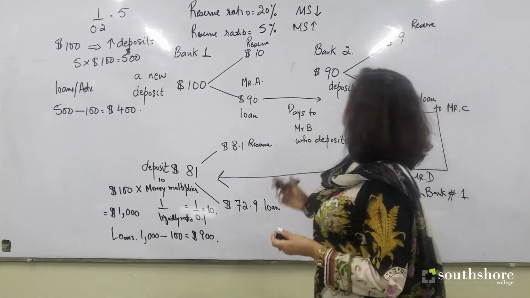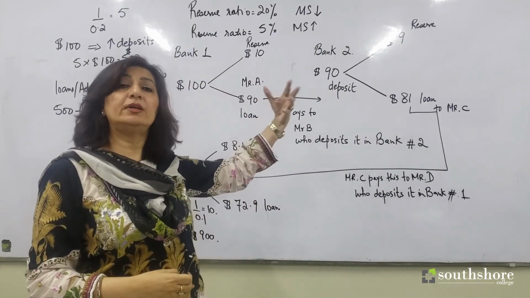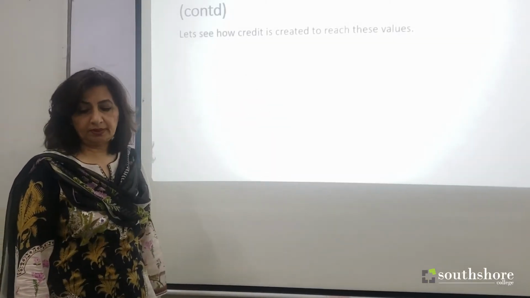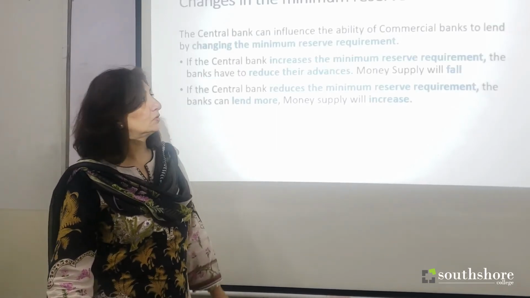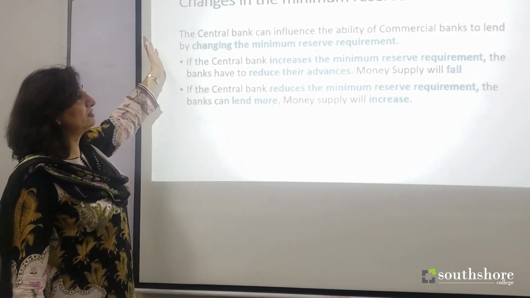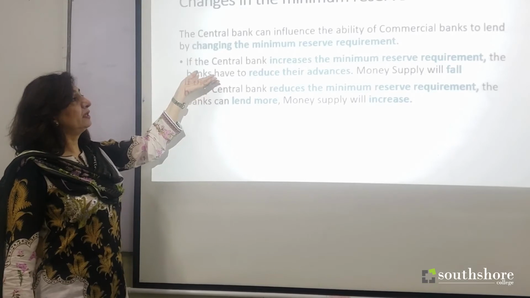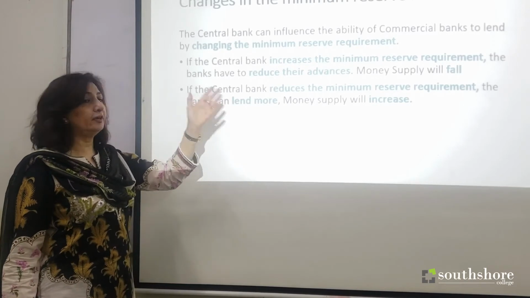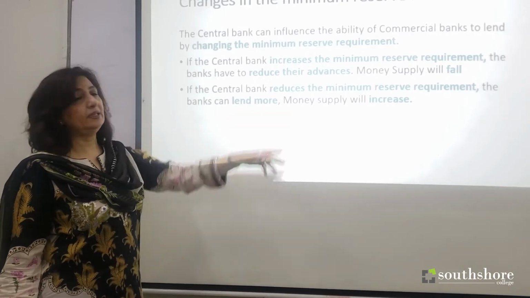Alright. Students, that covers our value of reserve requirement and how it is going to affect the money supply. We did this by working out manually different values to see how credit is created. Then we also talked about changes in the minimum ratio, the 20% and 5%. Let's just quickly read this. The central bank can influence the ability of commercial banks to lend by changing the minimum reserve requirement. If the central bank increases this minimum reserve requirement, what will happen? Money supply will fall. If the central bank reduces this minimum reserve requirement, banks will be able to create more credit, they will be able to lend more, and money supply will increase.